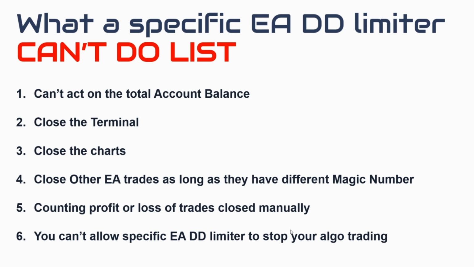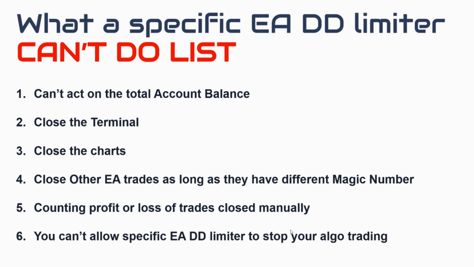The specific EA cannot close other EA trades as long as they have different magic numbers. So really pay attention when you do that configuration that each of your EAs has a different magic number and each instance of the limiter has a different magic number. It is really the way EAs work. They should have their own magic number so they control their own specific trades.